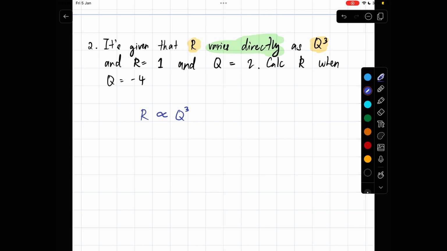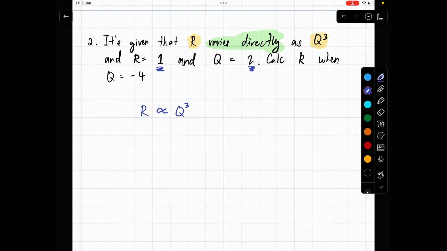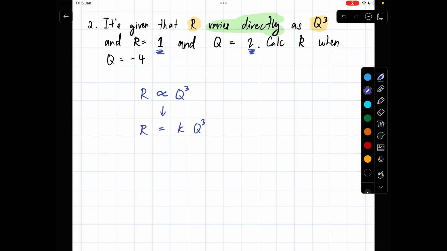So once you have this, since they have given the number, if they give you the value, it's highly likely they are expecting you to show the relation in equation form so that you can carry out calculations. So since it's given, let's change the variation form into equation form. R equals k q cubed. With the terms, just substitute them in and you will get 1 equals k, q will be 2 cubed. 1 equals k times 2 cubed.